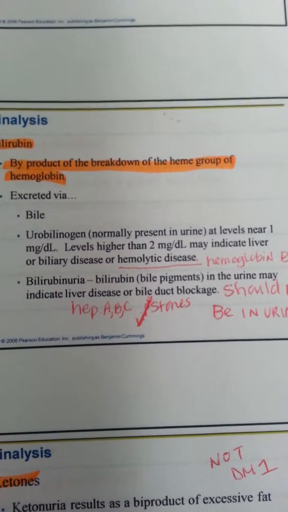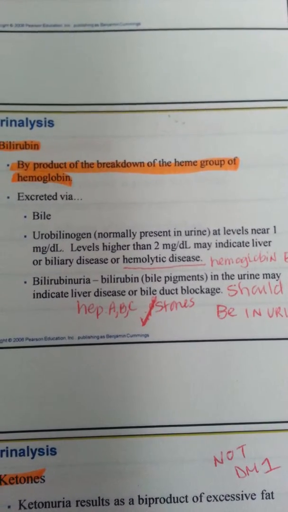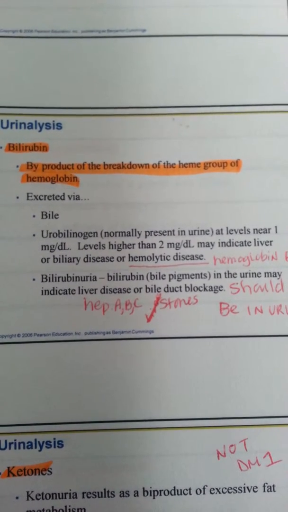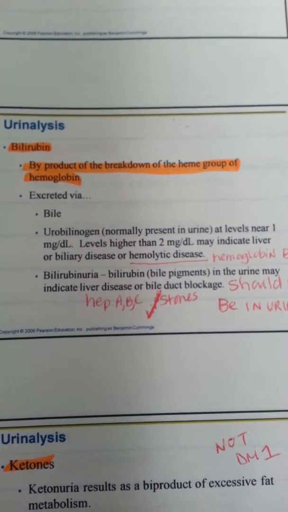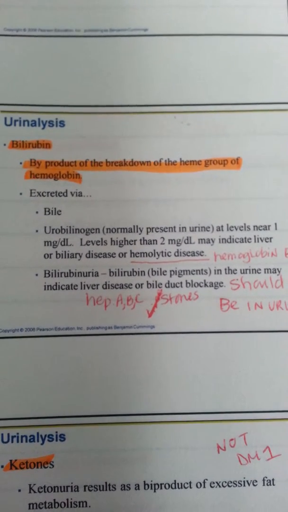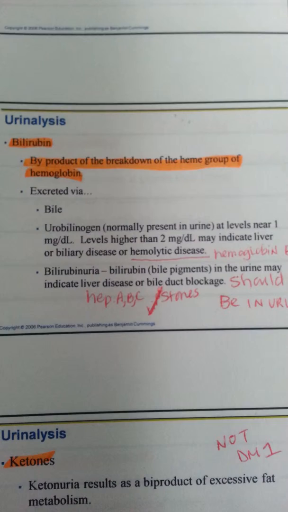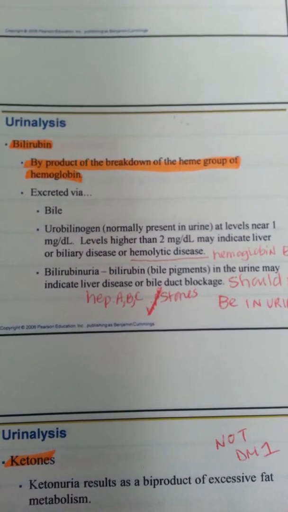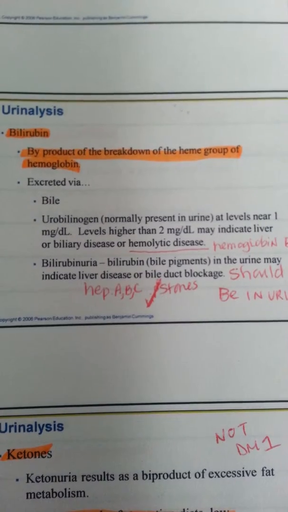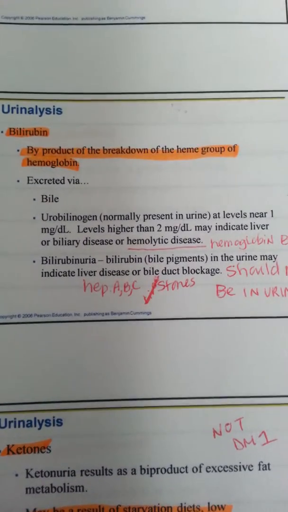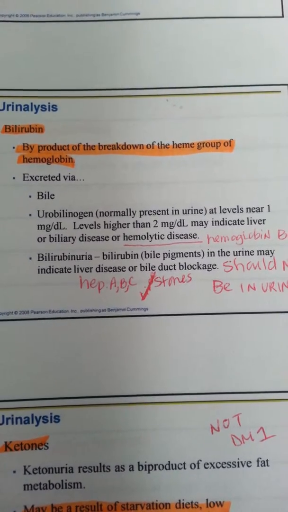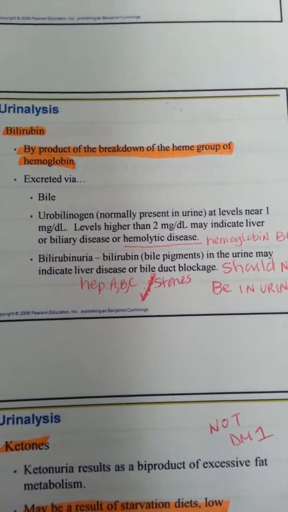Bilirubinuria is basically when bilirubin is present in the urine, and it may indicate liver disease, okay, or bile duct blockage. Now, remember, bilirubin should not be present in the urine, just like glucose. It should not be present in the urine. And I have hepatitis A, B, and C, and you check the kidney stones for this because it goes into a liver disease now if it's hepatitis A, B, or C.